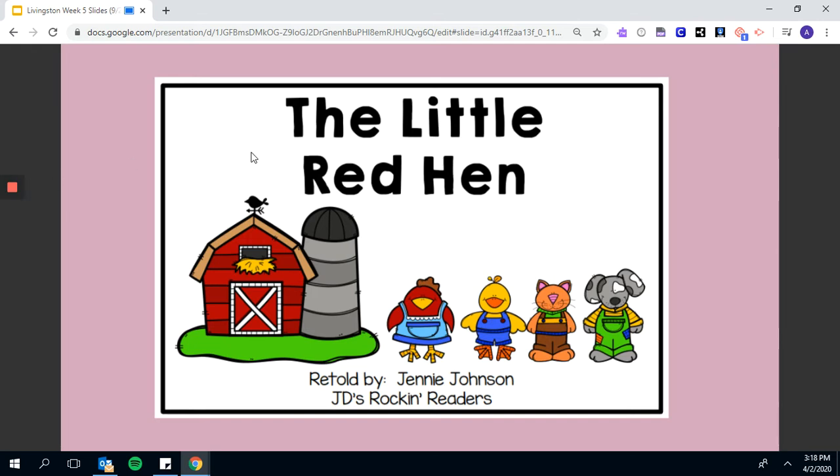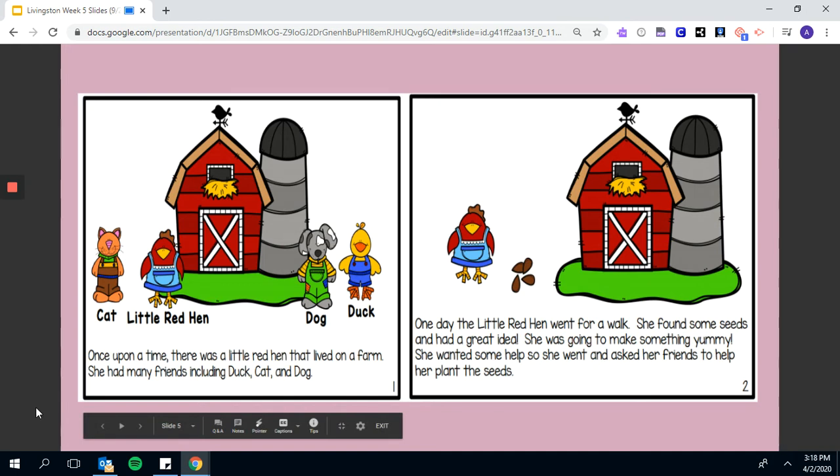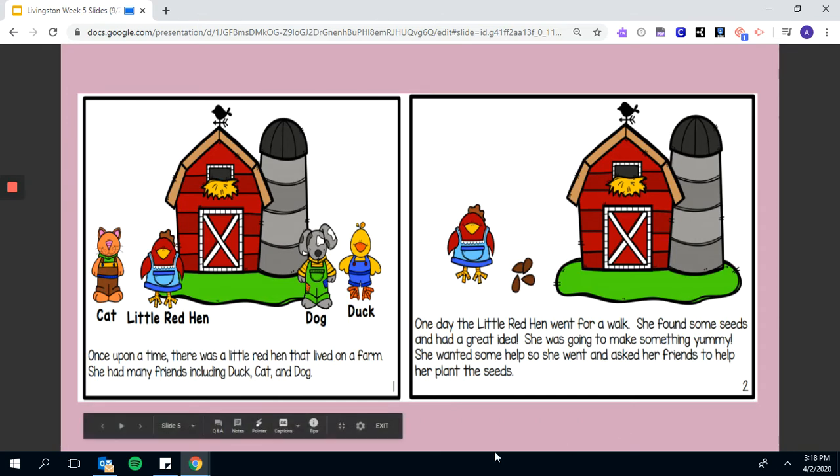So let's get started. The Little Red Hen, retold by Jennie Johnson. Once upon a time, there was a little red hen that lived on a farm. She had many friends, including duck, cat, and dog. One day, the little red hen went for a walk. She found some seeds and had a great idea. She was going to make something yummy. She wanted some help, so she asked her friends to help her plant the seeds.